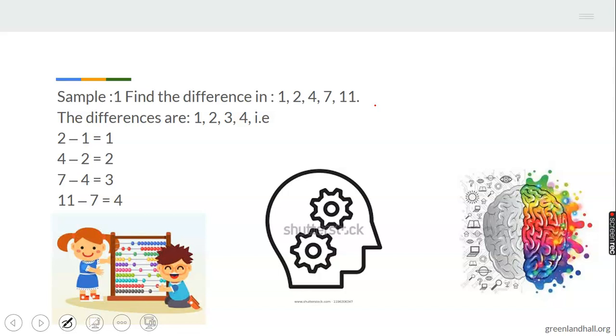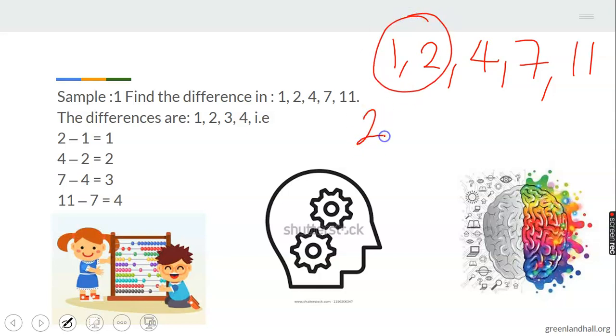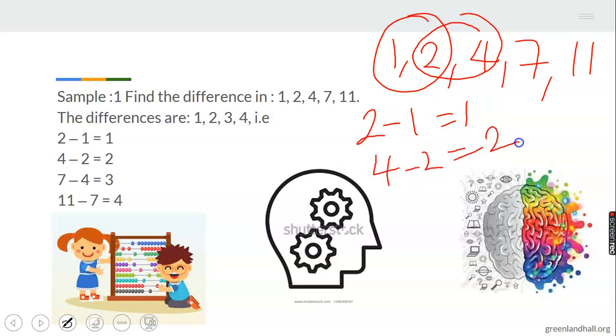Here we have a sample. They say we should find the difference in these numbers: 1, 2, 4, 7, and 11. Now, it's not going to be a common difference. I mean, look at it, people. How do we know the difference between these two numbers? I'll say 2 minus 1. That will give me what, boys and girls? 1. Now, the difference between these two numbers will be what? 4 minus 2. So what's the difference? 4 minus 2 is going to give me 2. Can you see? I am not having a common difference. They are different. The difference varies.